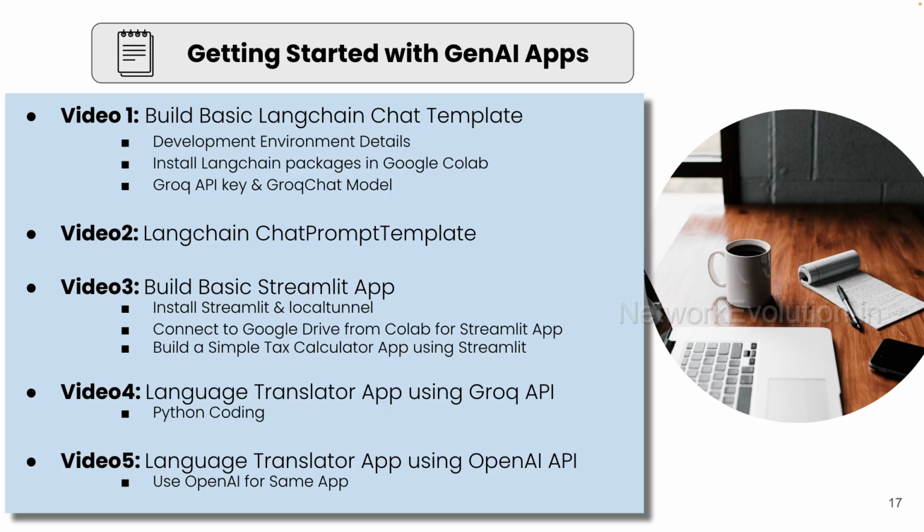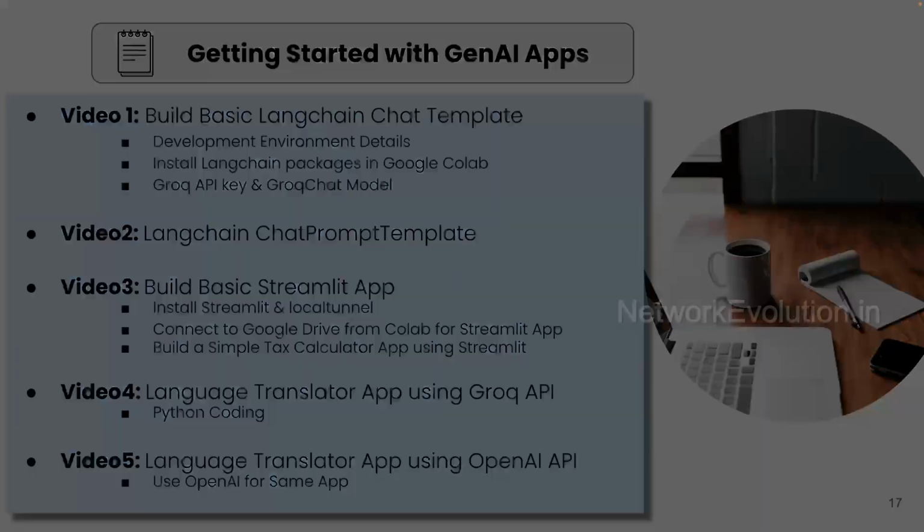And in this example, we'll be building a very simple tax calculator app. Here, we are not going to do any kind of interaction with LLM. In the next video, we'll build the language translator app. So here we'll try to understand the Streamlit concept.